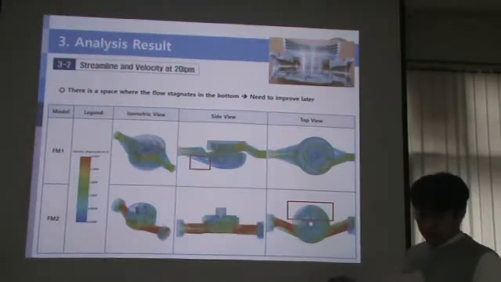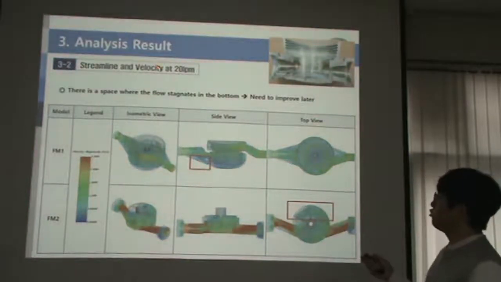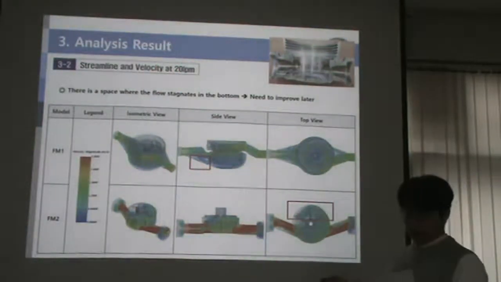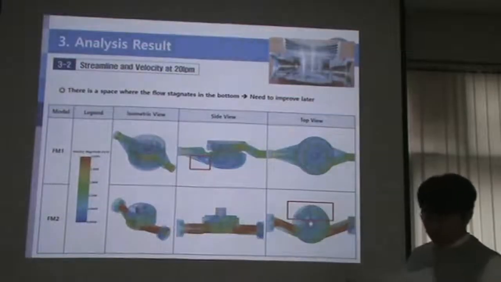Following is the result when the inlet flow rate is 20 LPM. In the FM1, the flow momentum causes the blade to rotate well.